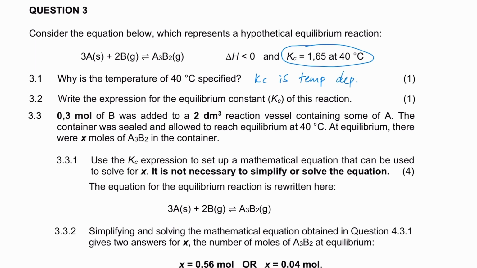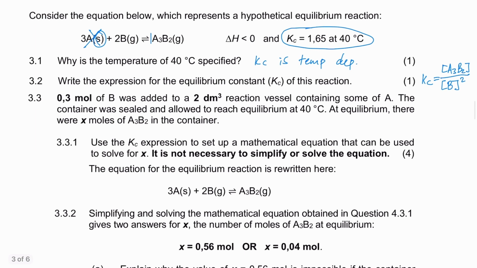Let's move on. Question 3.2, write the expression for the equilibrium constant of this reaction. So Kc is equal to the concentration of the products divided by the concentration of the reactants, and coefficients become exponents. So in this case, it's going to be the concentration of A3B2, and there's an imaginary 1 here, so it's to the power of 1, divided by the concentration of B to the power of 2. We do not include A because A is a solid.